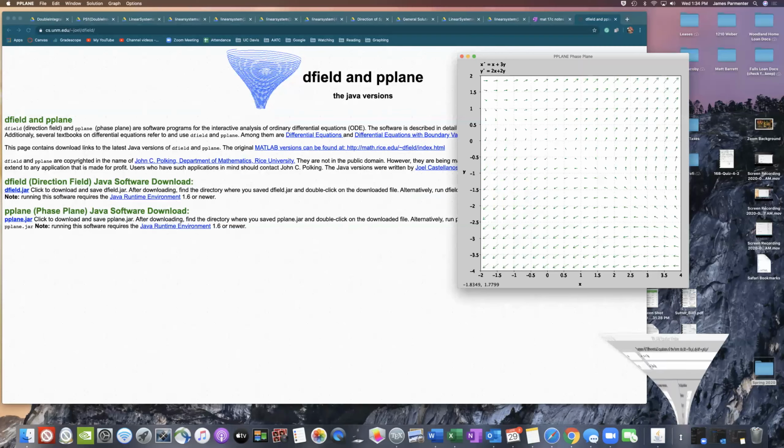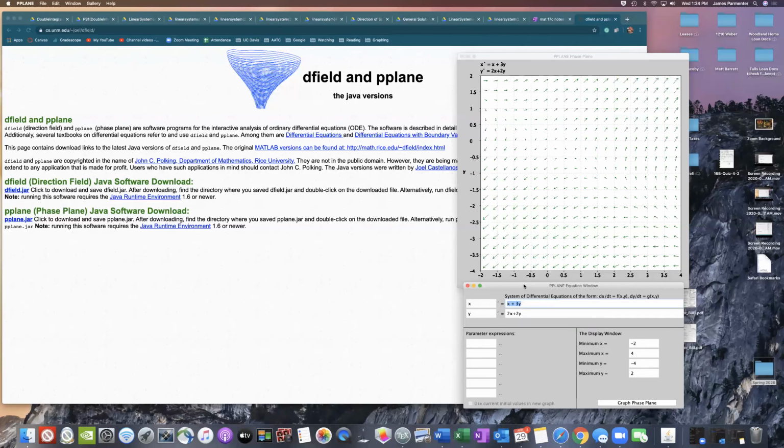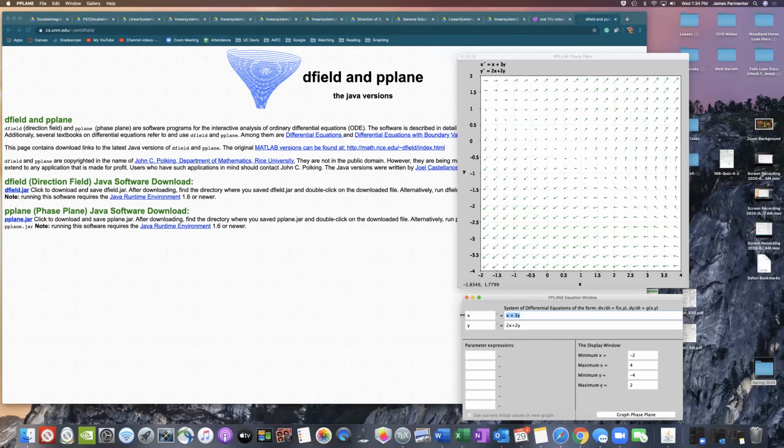So here's the p-plane one. There's the other part I needed. So you can actually enter the differential equation. I'm using x for x1 and y for x2. And I've got x prime, that's what the little prime there is, so that's dx1/dt equals x1 plus 3x2, or x plus 3y, and dy/dt, or dx2/dt, is 2x plus 2y, or 2x1 plus 2x2.